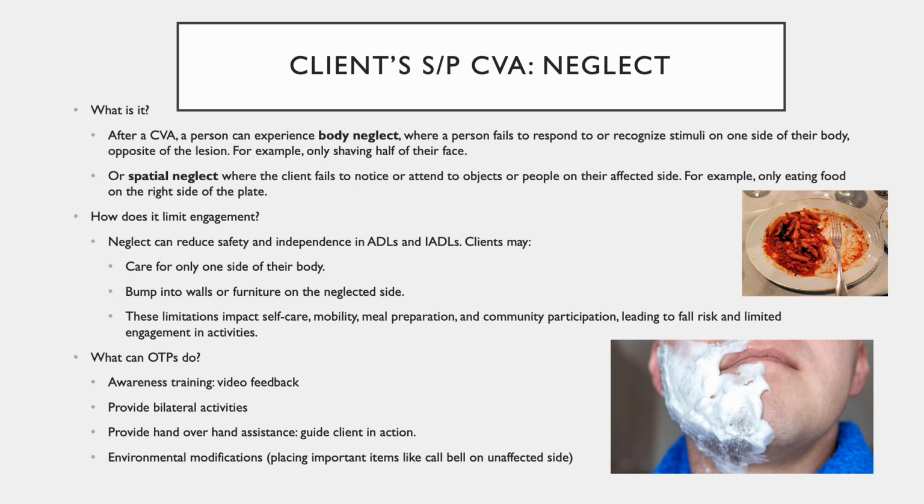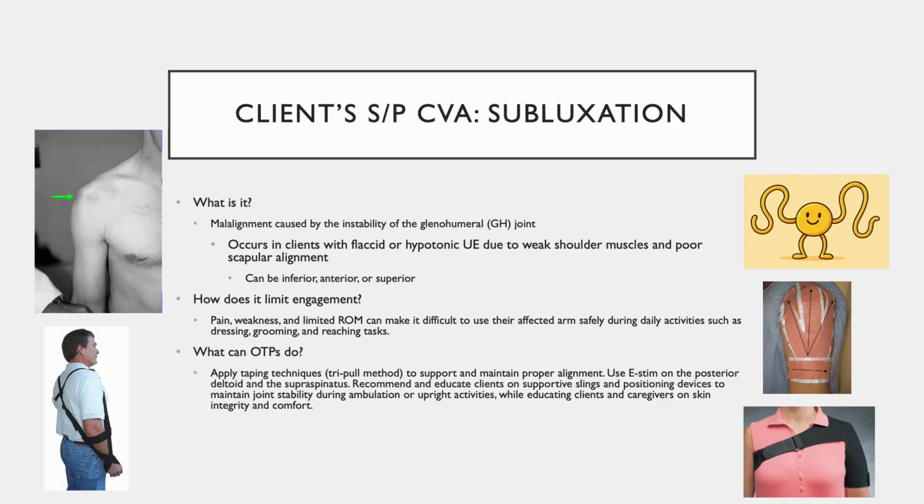Clients may care for only one side of the body and bump into walls or furniture on the neglected side, and these limitations can impact self-care, mobility, meal prep, and community participation, leading to fall risk and lack of engagement in activities. As OTs, we can do awareness training with video feedback, provide bilateral activities, provide hand-over-hand assistance, and also provide environmental modifications.